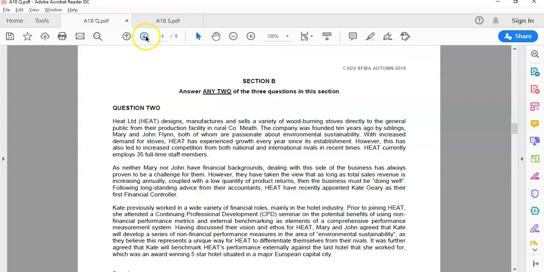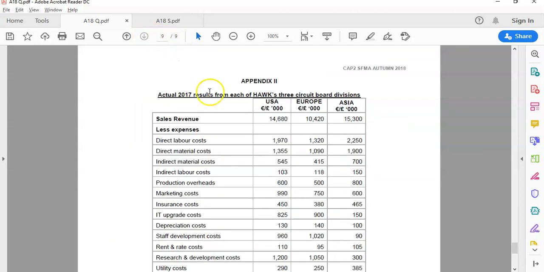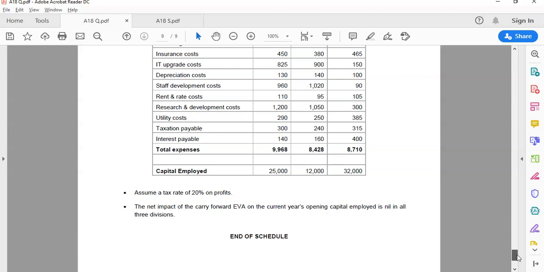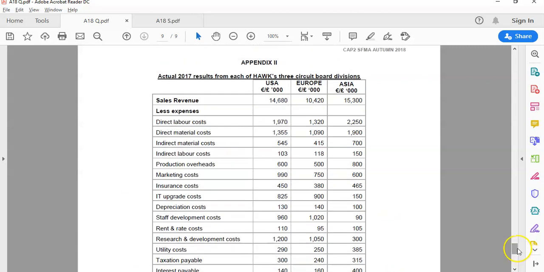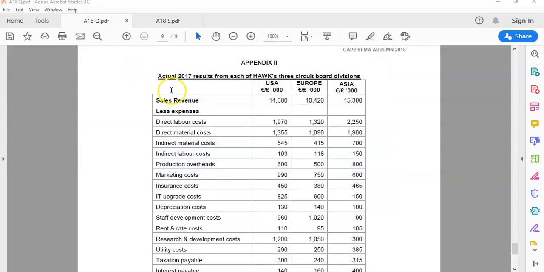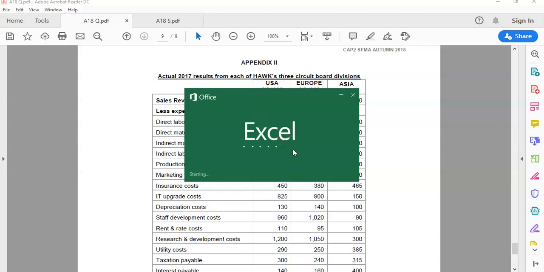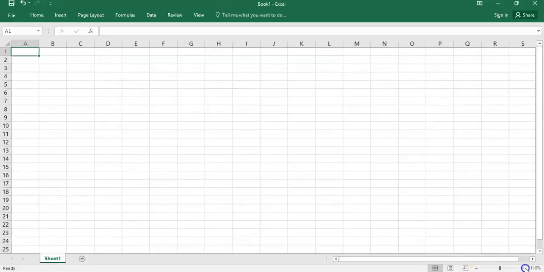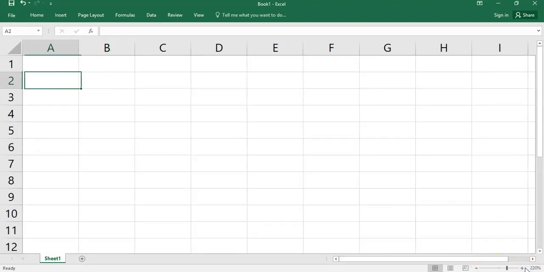So then we're going on to the appendix, appendix 2. There's your results for USA, Europe and Asia. And this is typical when you do a lot of divisional performance questions. It's laid out like this. And they give you the capital employed as well. So our first requirement we're going to look at, we'll open up an Excel. We're going to look at what is the operating profit for the 3 divisions. So the examiner in a lot of questions won't ask you to do this. They'll expect you to know to get operating profit, but they're trying to help you along here.